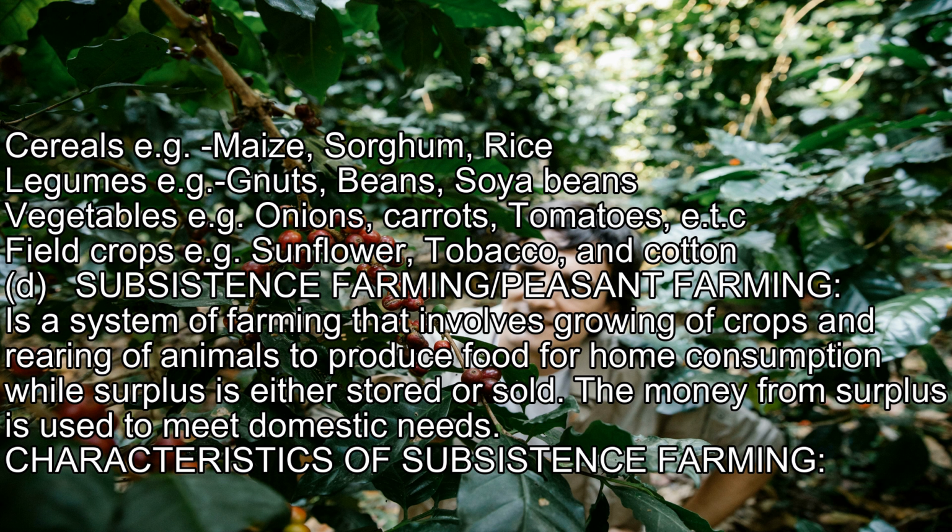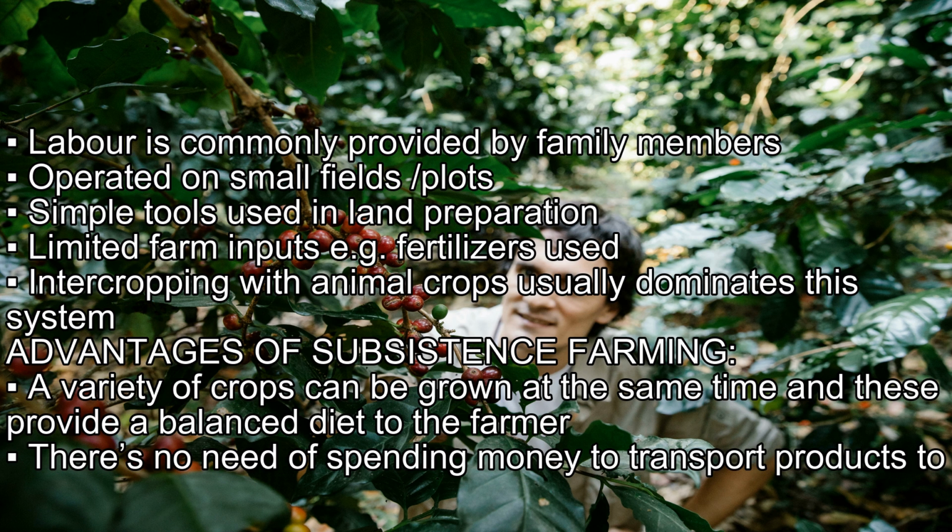Characteristics of subsistence farming: Labor is commonly provided by family members. Operated on small fields/plots. Simple tools used in land preparation. Limited farm inputs, e.g. fertilizers used. Intercropping with annual crops usually dominates this system.